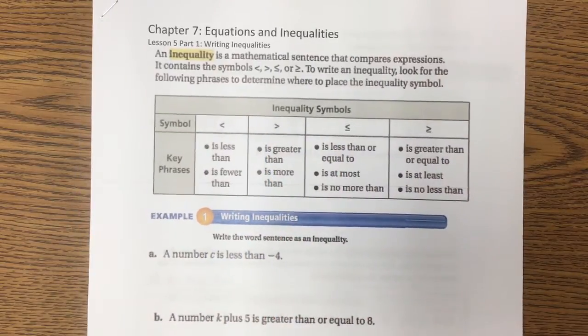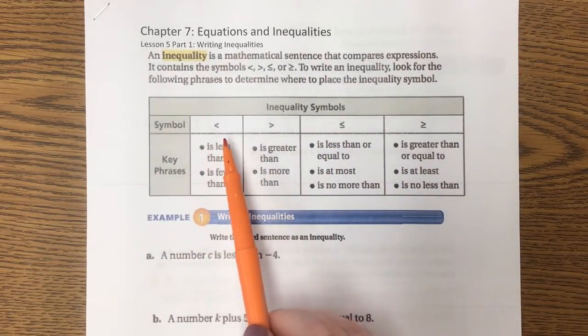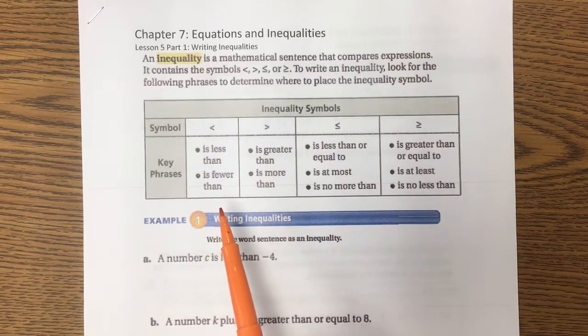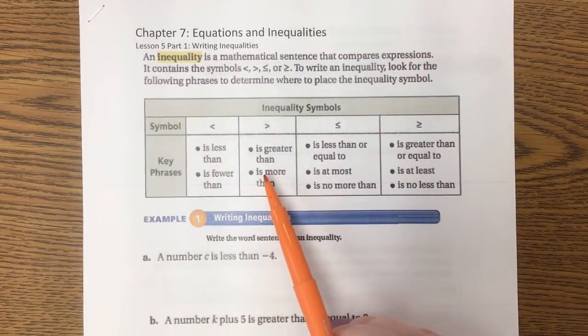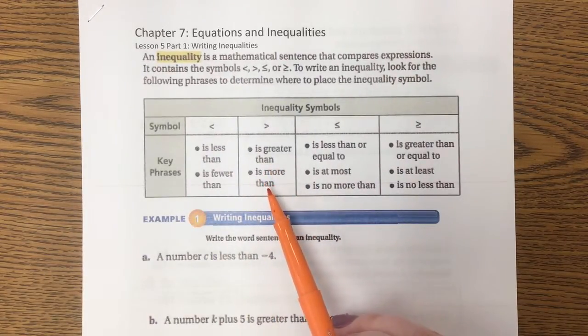And so what do these symbols mean? Well, first we have our less than symbol. That means something is less than something else or something is fewer than something else. We then have our greater than symbol. This means is greater than or is more than.